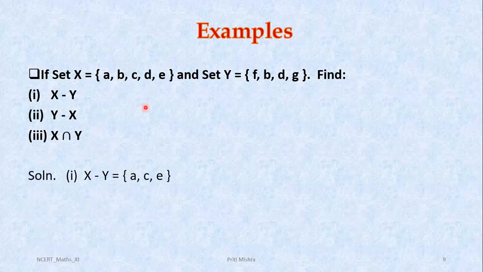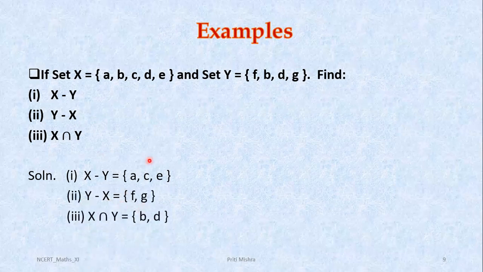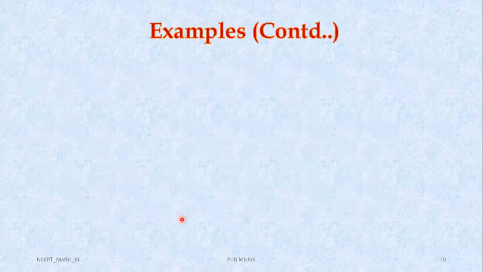Now Y minus X: just delete the common elements from Y. F and G will remain. So Y minus X is equal to {F, G}. Intersection, I have already told you: B and D, these two elements are common. So X intersection Y is equal to {B, D}. This question we have done now.